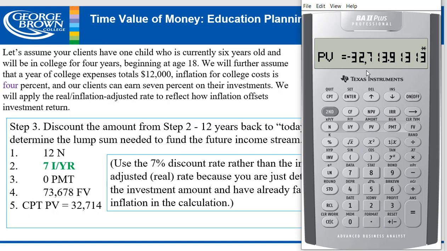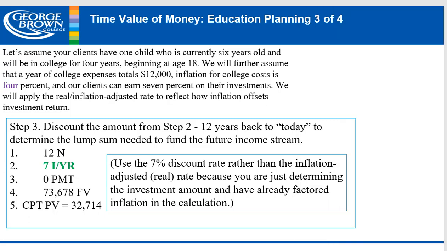I'm going to invest it for the next 12 years, earning 7%. At that time, I'm going to have $73,678 at the beginning of the first year of 4 years of education. I'm going to make that first payment, which recall was $19,212. So that would come out of the $73,000. I'd have some funds remaining.